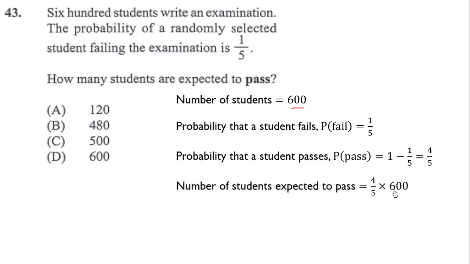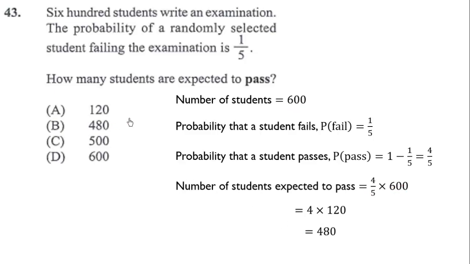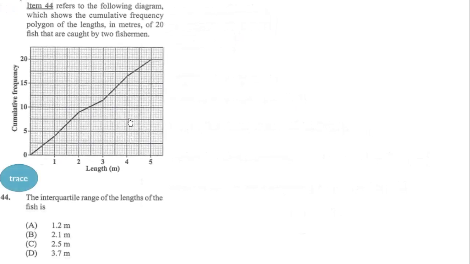So to find the number of students who are expected to pass, just multiply the probability, that is the fraction, the proportion, by the total students, and that will give you, 5 will go here, 5 will go here, which is 120 times, and 4 times 120 will give you 480. Therefore the correct answer is 480. I will proceed to question 44.